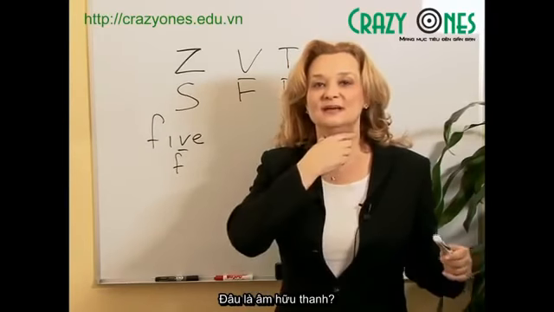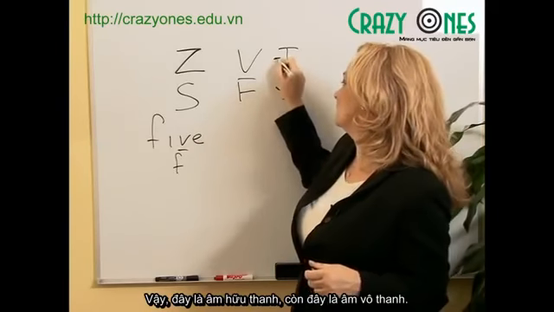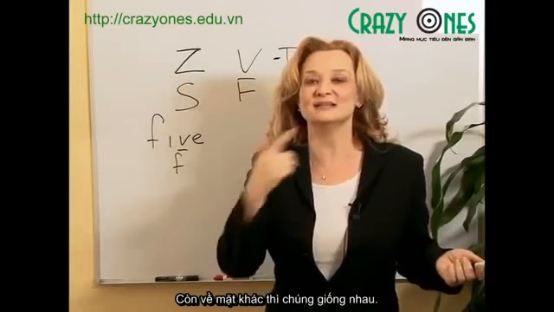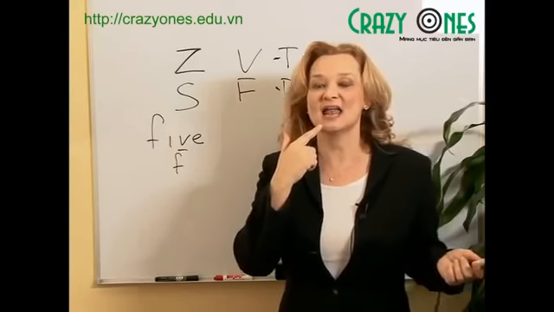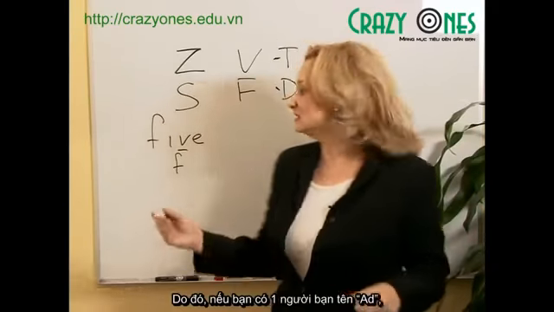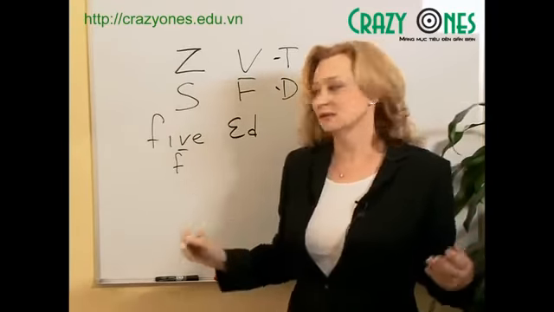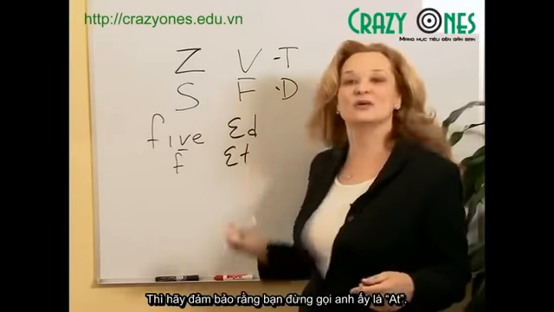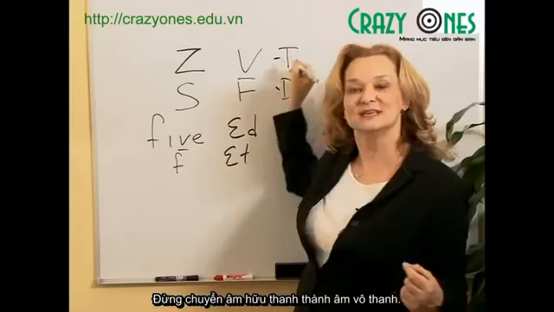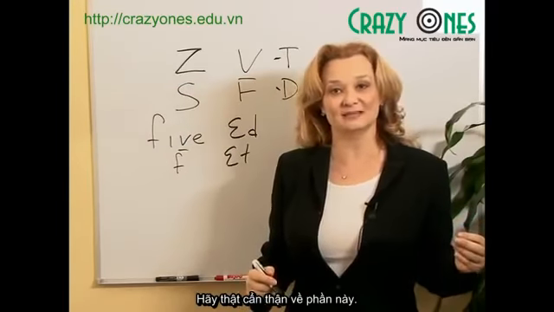D is voiced. So this one is voiced, and this one is voiceless. Otherwise, they're exactly the same. Watch. T, d, t, d. My tongue is doing exactly the same thing. So if you have a friend named Ed, make sure that you don't call him et. Don't change the voiced sound into a voiceless sound. Be really careful about that.